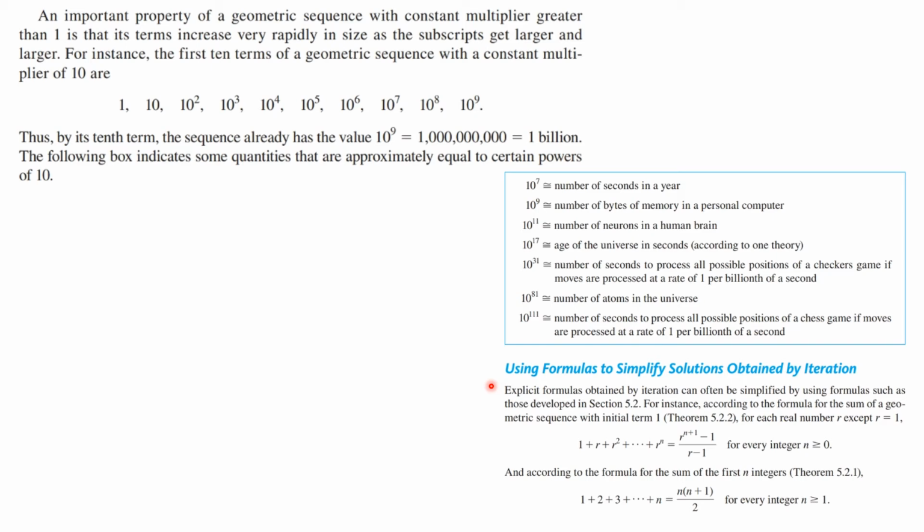Using formulas to simplify solutions obtained by iteration. There are formulas that we've derived previously. In fact, we did these by induction earlier in the course. This is the sum of a geometric series. So if you sum from 1 up to n, 1 plus r plus r squared all the way up to r^n, you get this number. And if you add up the first n integers, 1 plus 2 plus 3 all the way up to n, you get n times n plus 1 all over 2. We did those by induction, and sometimes those are useful, and in fact we're going to use those yet again during this lecture.